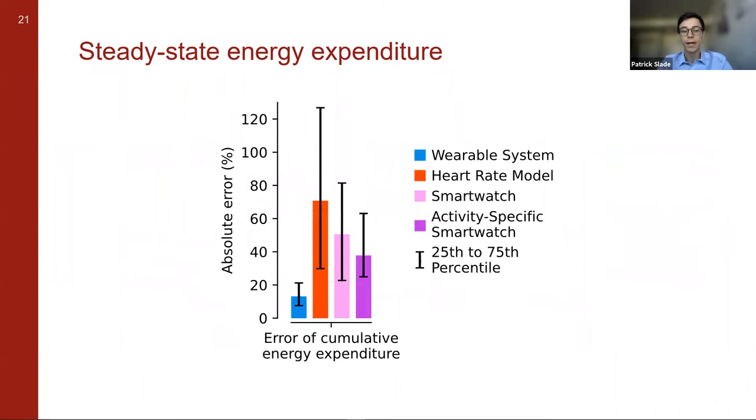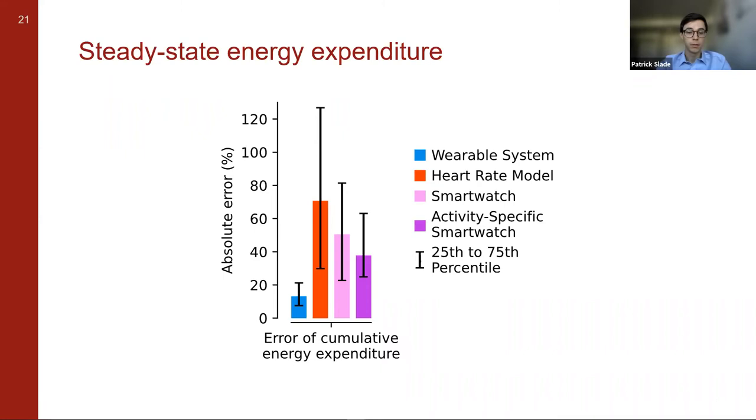To kind of quantify how well it performs overall, we look at an absolute error measure here, which is about 14%, I think, for the wearable system. And the next best comparison was the activity-specific smartwatch, which had about 3 times more error. So in terms of estimating the total cumulative energy expended, the wearable system performs really well, which is exciting.